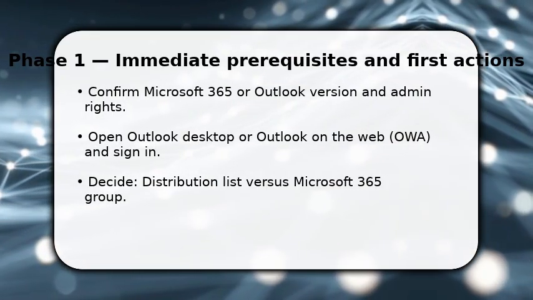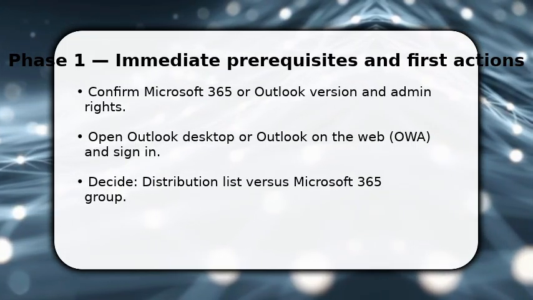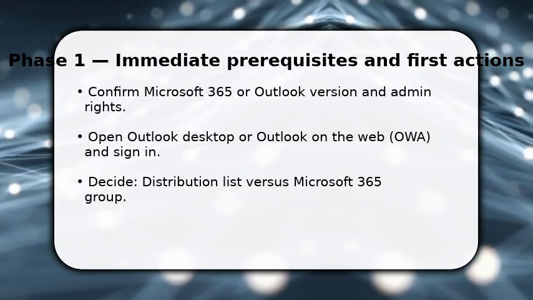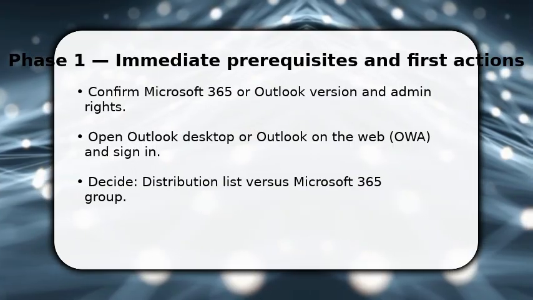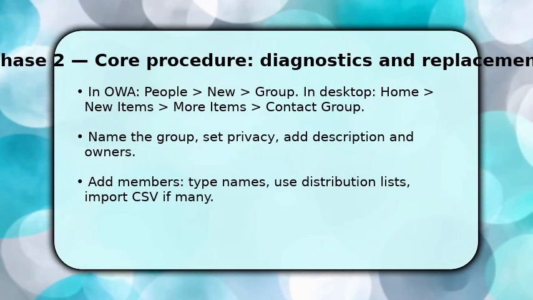Next, decide whether you need a simple distribution list for send-only use versus a Microsoft 365 group that provides mailbox, calendar, and files. This choice determines the next screens and available options. Now you create the group.